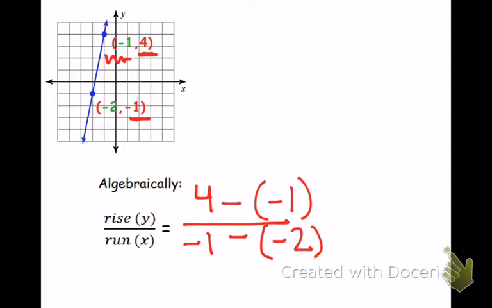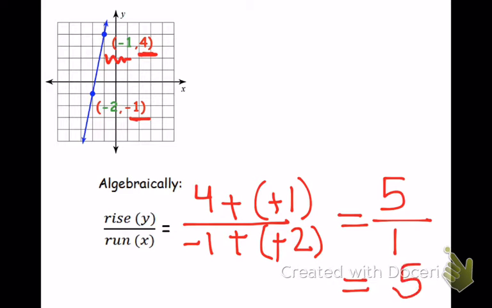Subtract -2. So notice I'm making sure I do my subtractions and my negatives. So again, double negatives become positives. So that's going to give me 5. Double negatives gives me a positive. Those are going to subtract and give me +1. 5 divided by 1 is equal to 5. So it looks like I got the same slope as before.